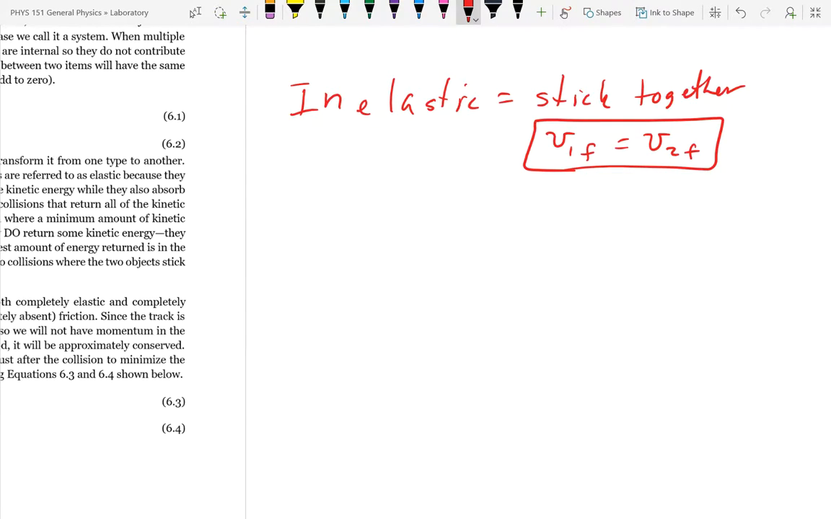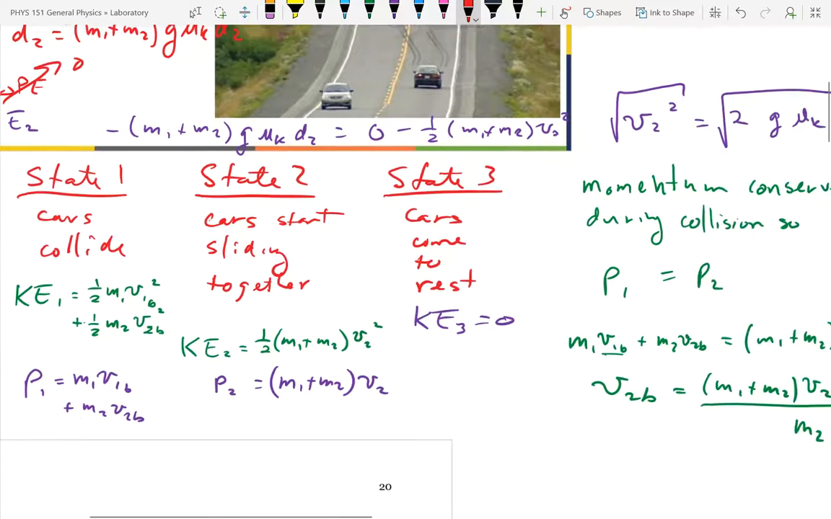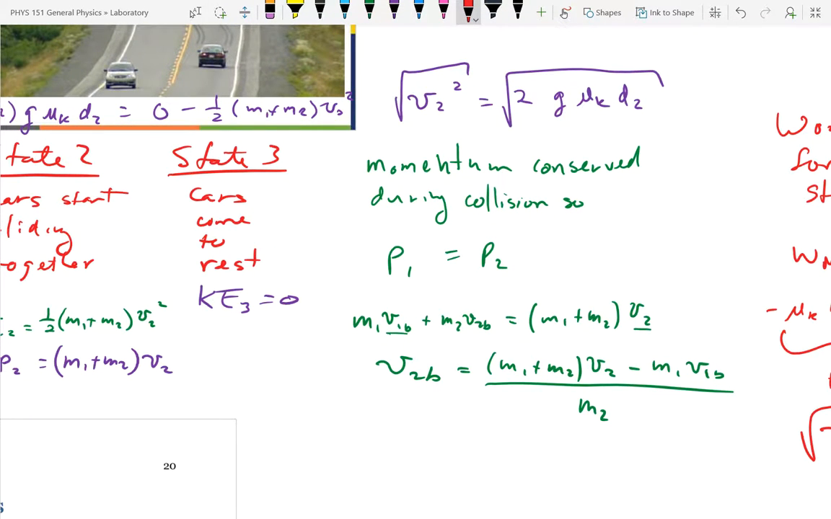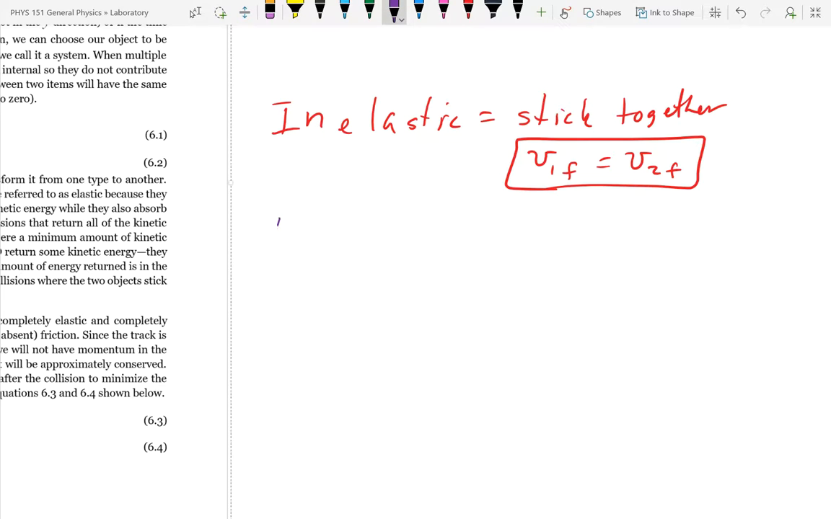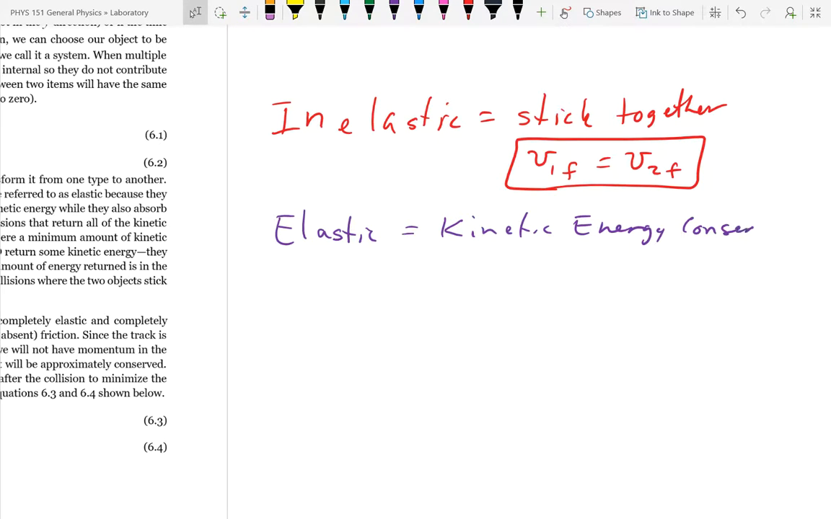So we have a math equation for an inelastic collision. It's so easy, I usually don't write it. I didn't write that equation in my work here. I just said mass 1 plus mass 2, V2, because it had the same final speed. So that's our condition for inelastic. For elastic, it's actually much more sophisticated. Kinetic energy is conserved.